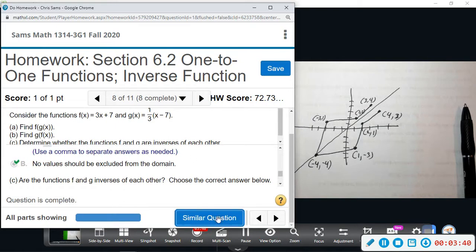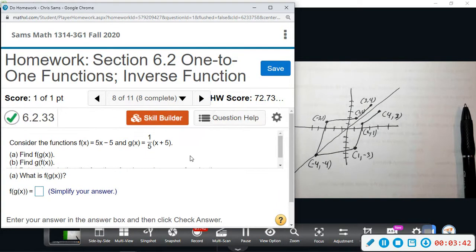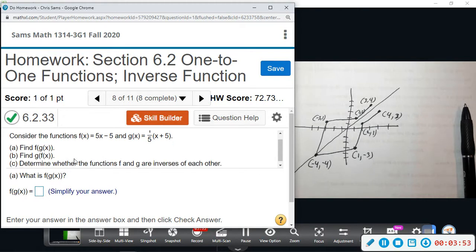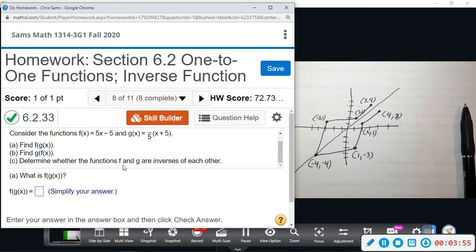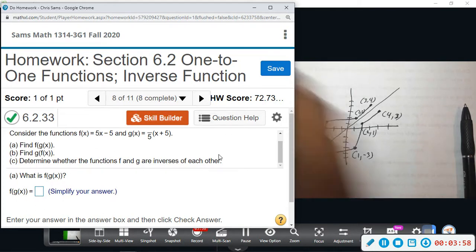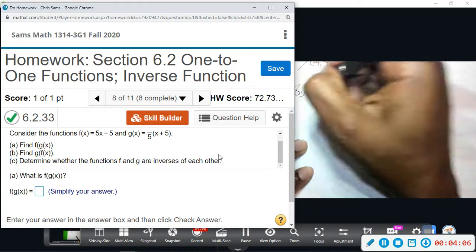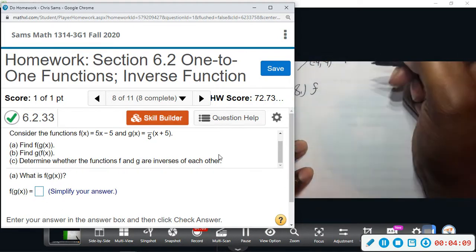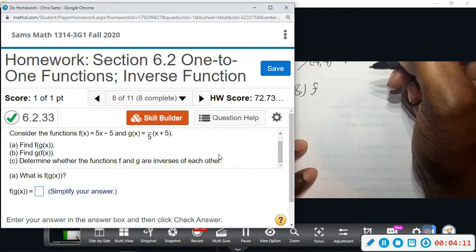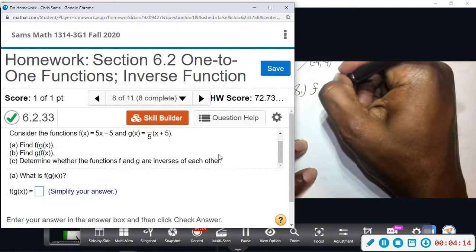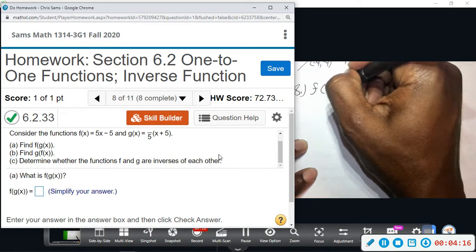Alright, number 8, we want to consider these functions f and g, and we're going to find f of g of x, find g of f of x, and then determine whether the functions f and g are inverses of each other. So what this means is we're going to start with the f equation, and we're going to plug the g equation in for x. That's what this notation means.